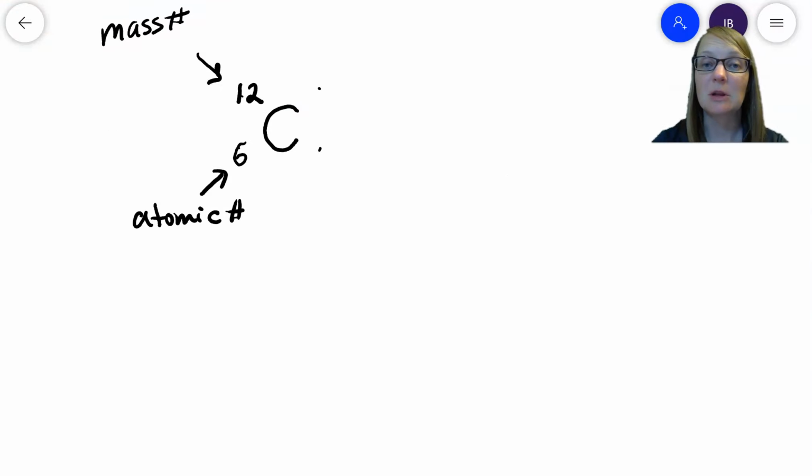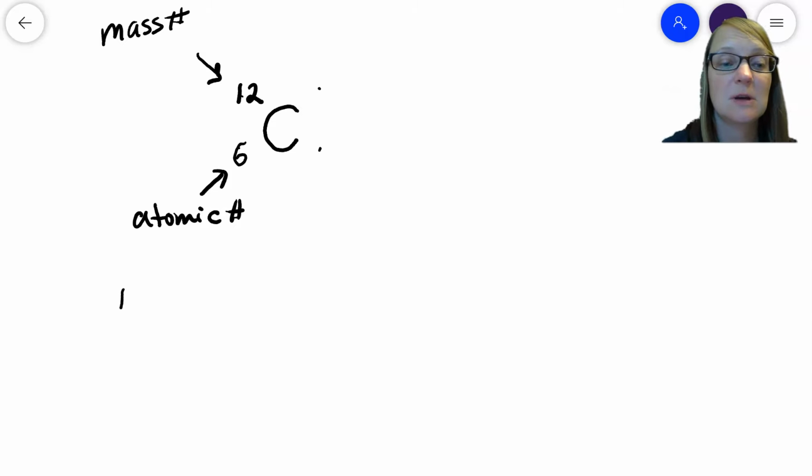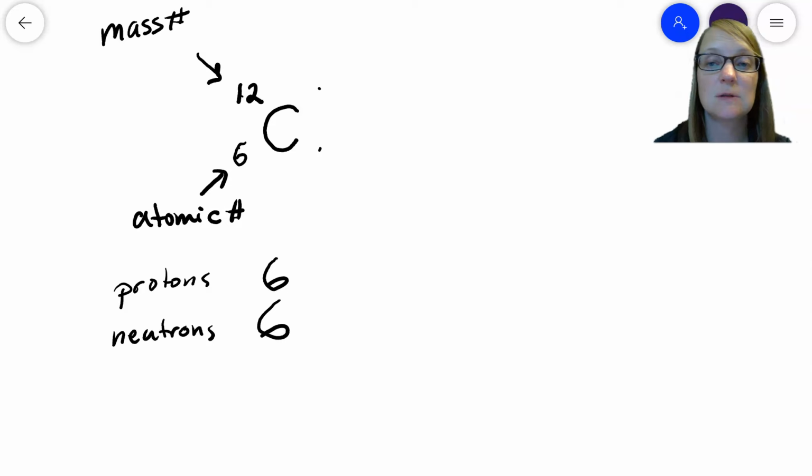The carbon that we've been looking at is carbon 12. It's got 6 protons, hence it's carbon. And it has, in this case, because the mass number is 12, it also has 6 neutrons. So if we were to do some accounting, let's do protons and neutrons. This carbon 12 has 6 protons and 6 neutrons.